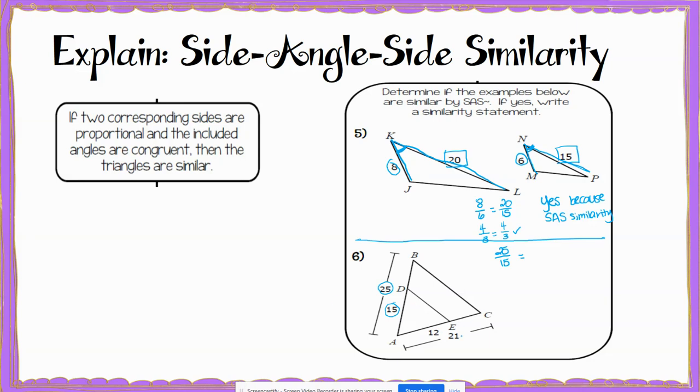Now for this one, the measure of A to C is 21. So I'm going to compare 21 to its corresponding side length, which is 12. Well, we need to simplify these. So if I look at 25 over 15, I know that can be simplified by 5. So 25 divided by 5 is 5, and 15 divided by 5 is 3. For 21 over 12, I know that both of those can be divided by 3. Well, 21 divided by 3 is 7, and 12 divided by 3 is 4.